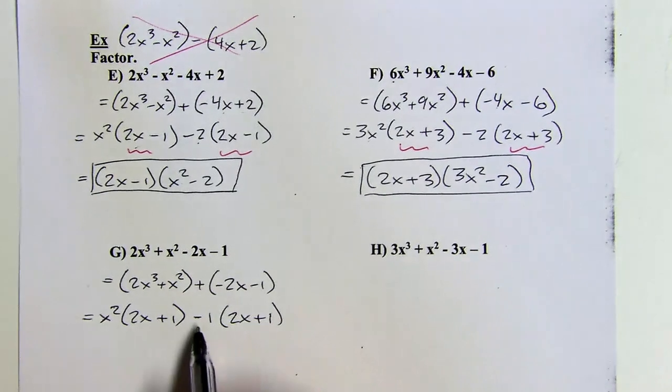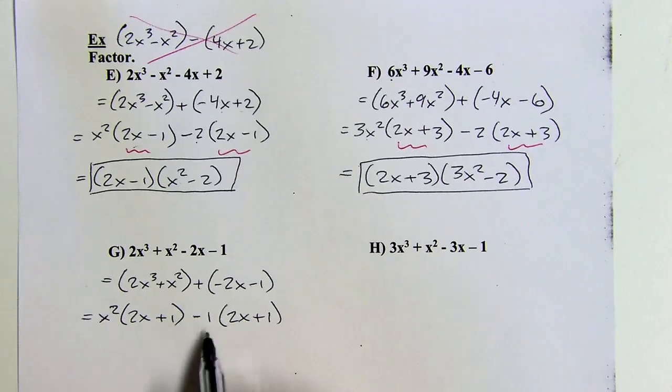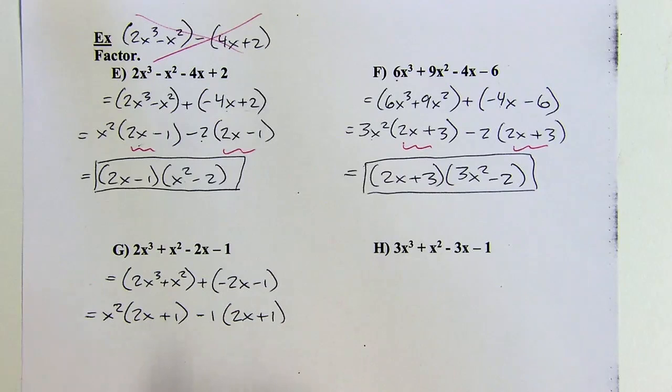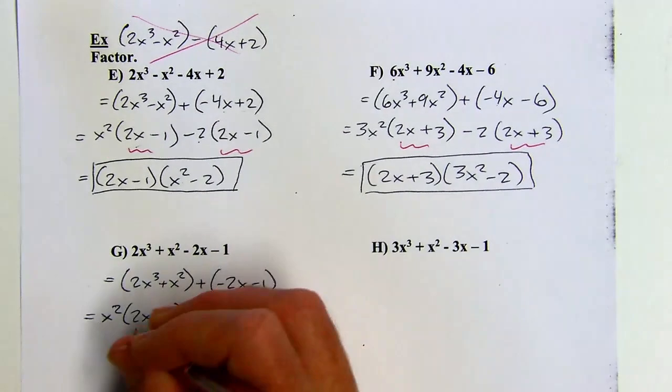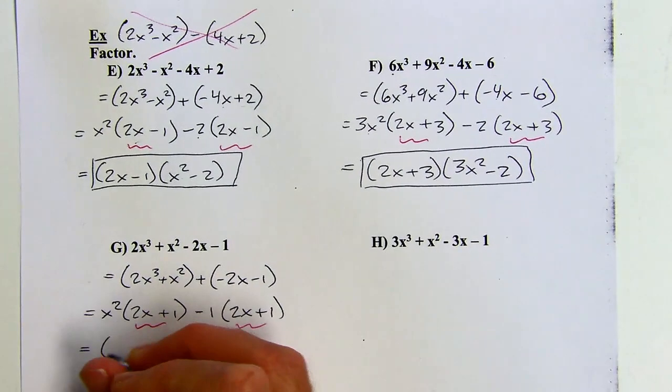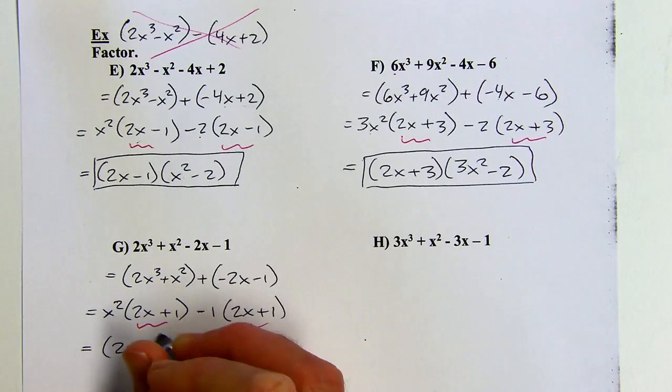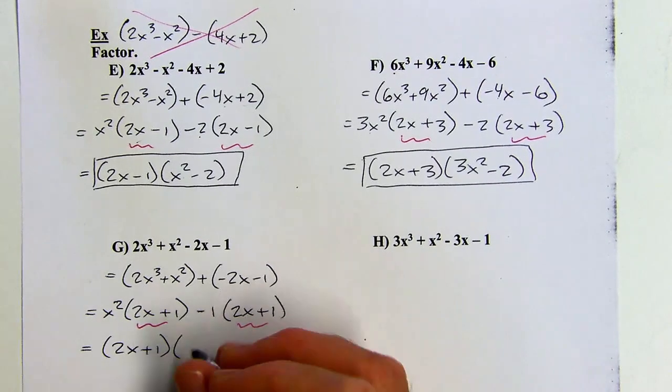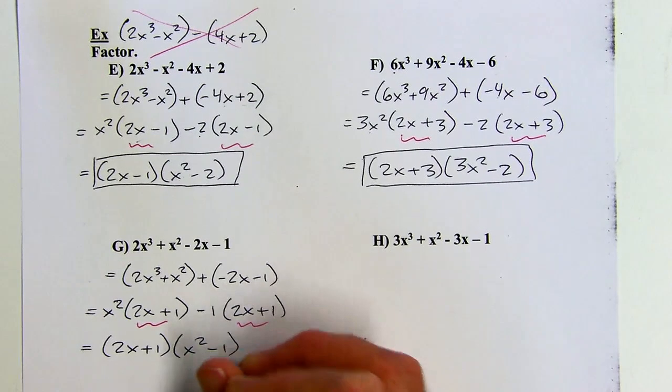So you could just put a negative and not the 1, but you want the 1 there kind of as a placeholder on the next step, okay? So I've got 2x plus 1, okay? And then the leftovers x squared minus 1, okay?